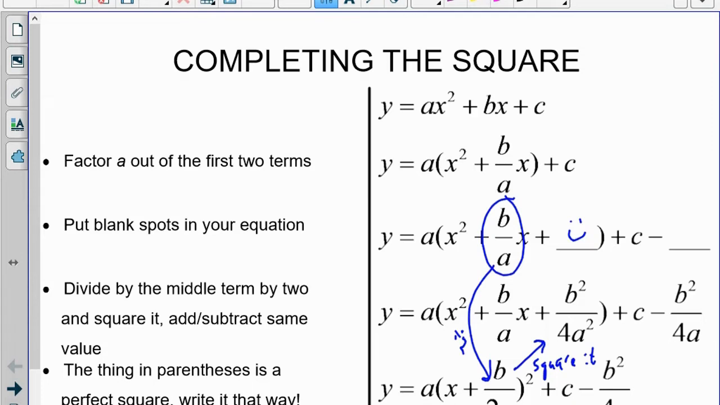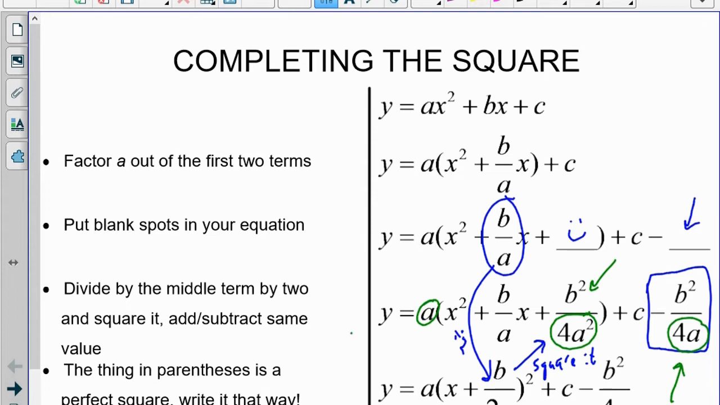Since we just added something to the equation, we have to subtract that same value from the equation. So we're subtracting it over in the other spot. Now, one thing you need to notice is that I put a 4a squared here, and I'm putting 4a over here. That's because of what I really added: b squared over 4a squared times a. So because I added b squared over 4a squared times a, I really only added b squared over 4a. That's why I'm subtracting b squared over 4a.